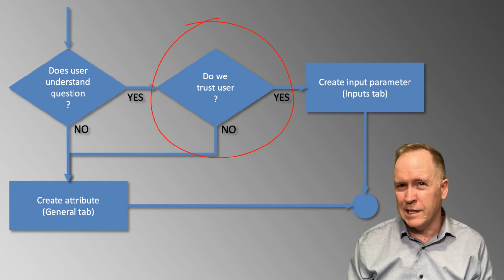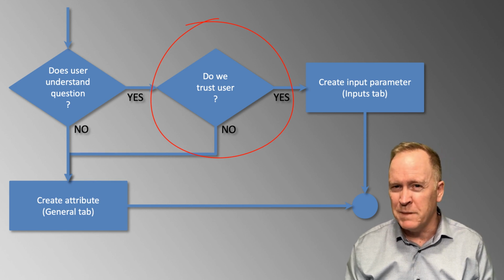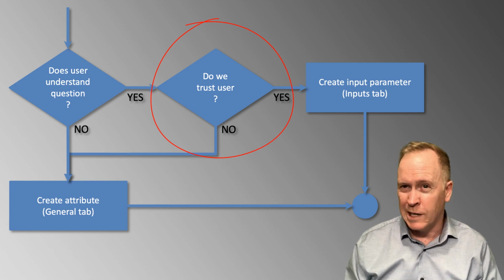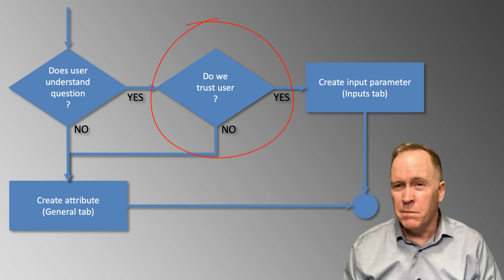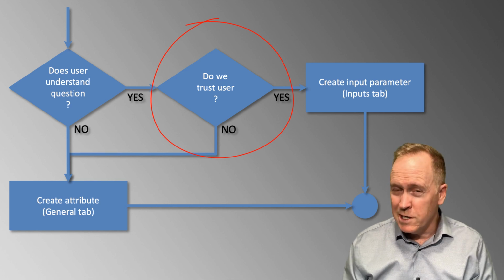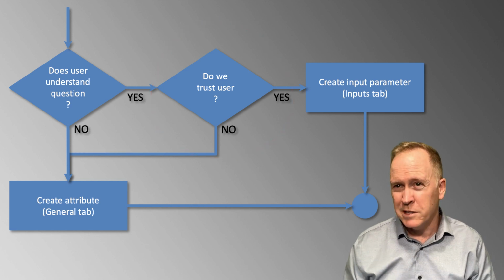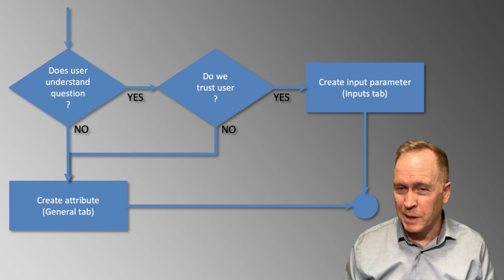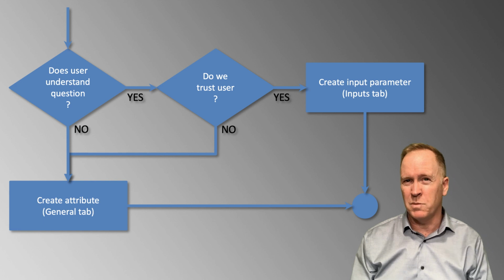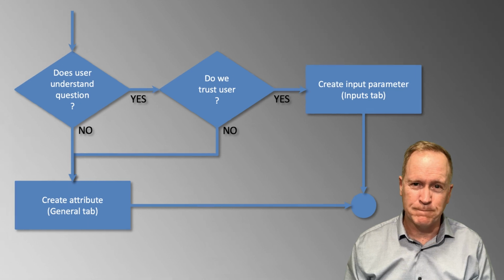So if I don't trust the user, I'm going to create an attribute, because creating an attribute is going to give me control over what the value is. It's going to give me, the Orchestrator developer, control so that that user can't do mean things to me in my career. On the other hand, if I think that the user understands the question and the user is trustworthy, then if the answer to both these questions is yes, I'll create an input parameter. So again, either I'm going to go to the Inputs tab to create an input parameter or the General tab to create an attribute, but from a beginner's perspective, these are the two questions that you ought to ask yourself.